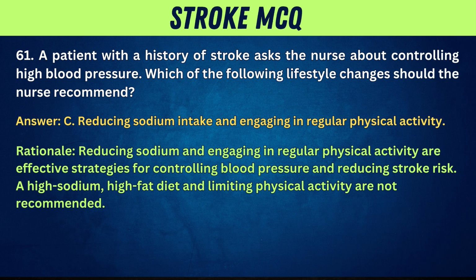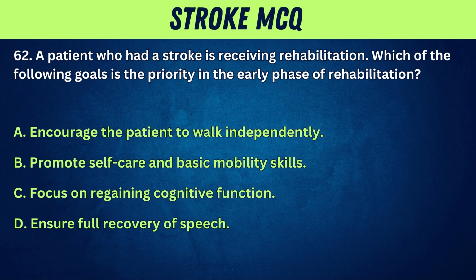Rationale: reducing sodium and engaging in regular physical activity are effective strategies for controlling blood pressure and reducing stroke risk. A high-sodium, high-fat diet and limiting physical activity are not recommended. 62. A patient who had a stroke is receiving rehabilitation.